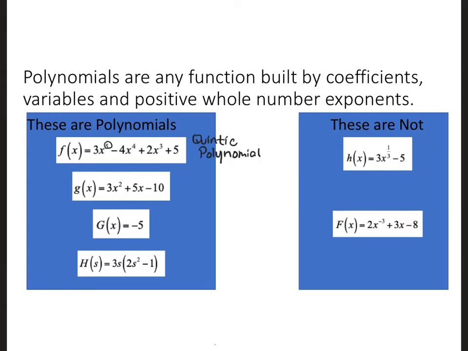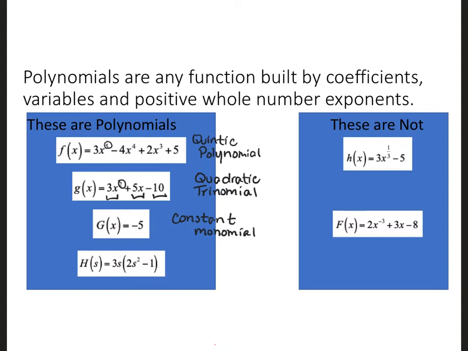For my second function, g of x, I have 3x squared plus 5x minus 10. Because of the second degree, we call these quadratics. And this polynomial has 3 terms. So even more specifically, I can give it a trinomial name. A trinomial is a type of polynomial. Capital G of x equaling negative 5 is what's called a constant monomial. Mono meaning 1, and constant because it doesn't have a variable, so it doesn't vary, it's constant.